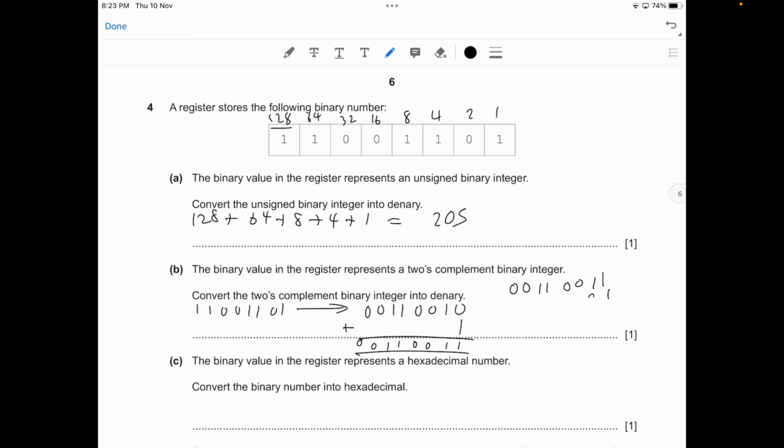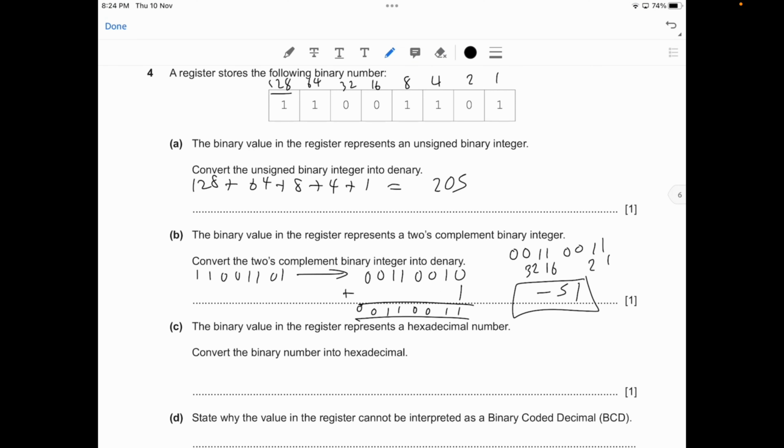This should be 1, this should be 2, 4, 8, 16, and 32. So if you add 32 plus 16 plus 2 plus 1, that should give you 51. Since this is an inverse, this is going to be negative 51. This is going to be your answer for 1 mark. Since it's 2's complement, you just switch it and put a negative symbol there.